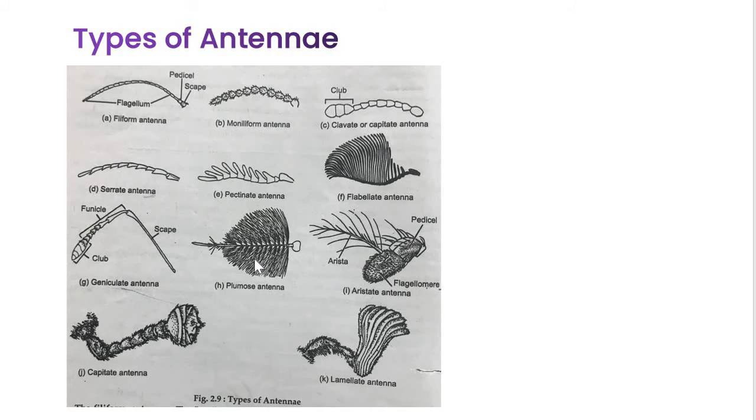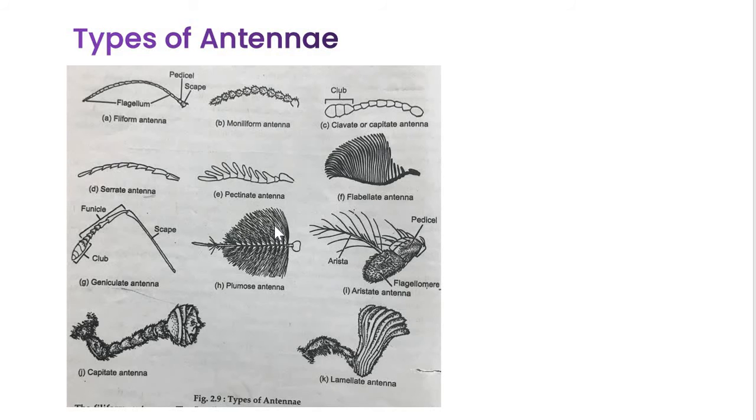Common example, that is male mosquito, where at each node a whorl of hair is given off, giving the antenna a plume-like appearance, right? So from each segment a tuft of hair comes out, and the entire appearance of the antenna is like a plume. And that is why the name plumose kind of antenna is given. Here the common example, again male mosquito.